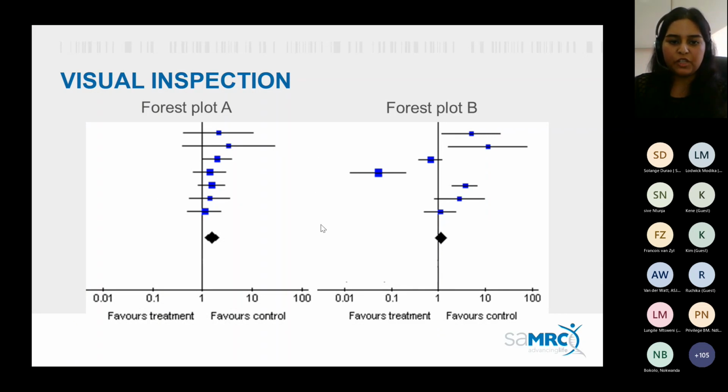So for example, in forest plot B, we see that these studies on the left, their confidence intervals don't overlap with some of these other studies. And that's a sign that there may be heterogeneity amongst your studies. So it's not likely that these studies are all measuring the same true effect, in which case a random effects model would be appropriate for this one.